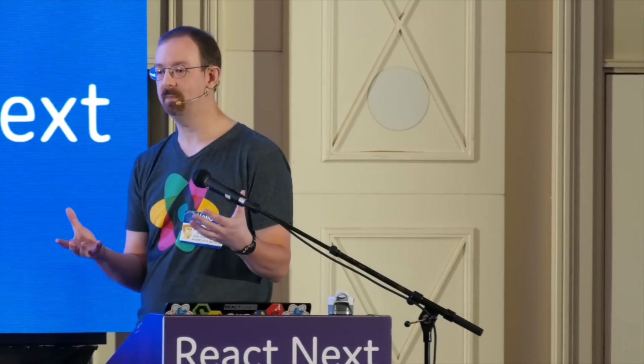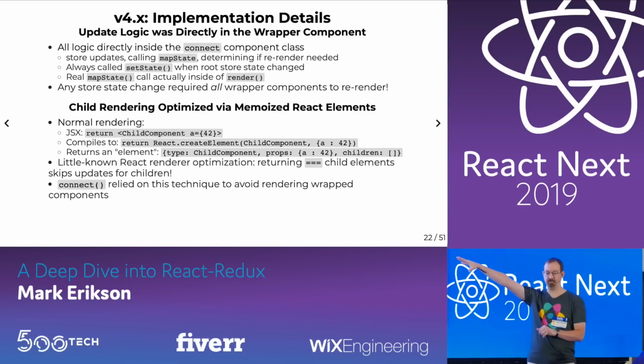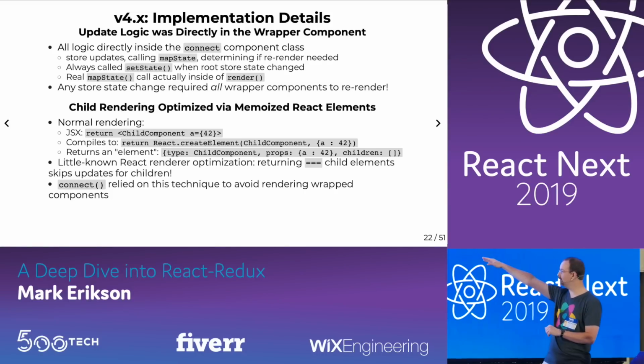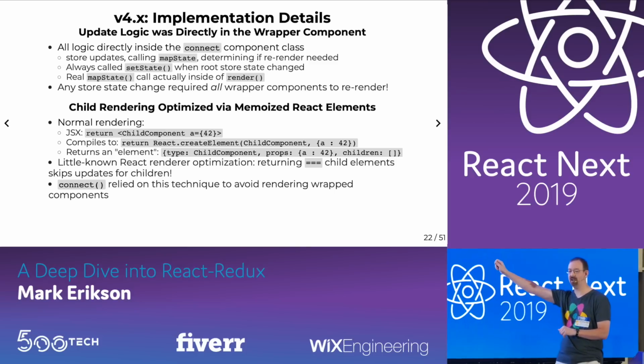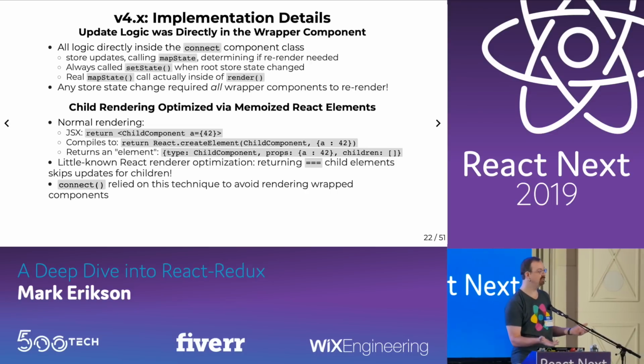And because of this render process, they needed some way to avoid updates to the child, because React's default behavior is that when a parent component re-renders, all of its children re-render. So how can we bail out if the child doesn't need to be updated? Well, there's a little trick that you can use. React elements are normally new objects every time you render. But if you return the exact same child element by reference from the render method, React will bail out and skip updating those children. And so version 4 used that process as an optimization.